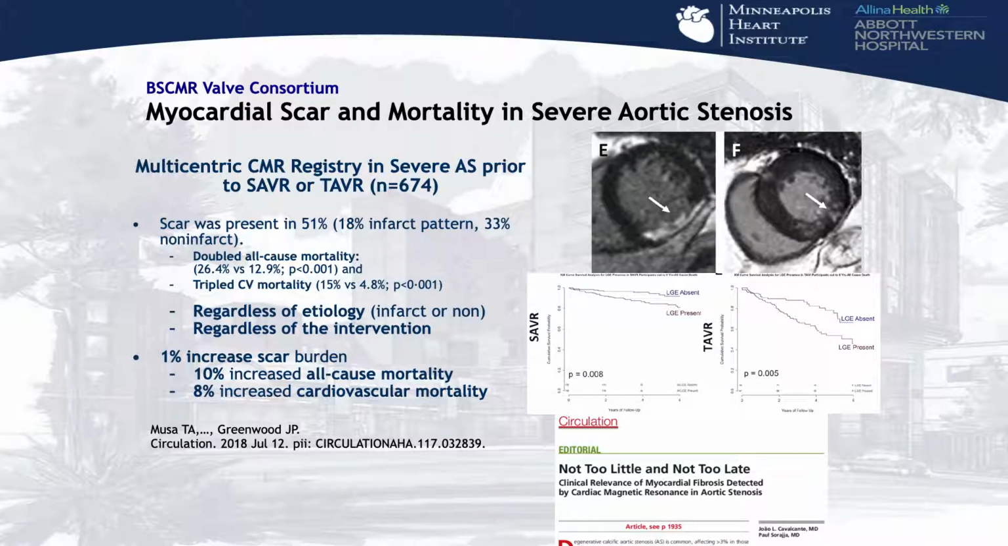The presence of scar doubled the all-cause mortality and tripled the cardiovascular mortality, regardless of the etiology, infarct or non-infarct, and regardless of intervention, either SAVR or TAVR. And it was not only whether you have scar or you don't have scar, but actually the quantification also mattered. There was a proportional increase in mortality despite successful TAVR.